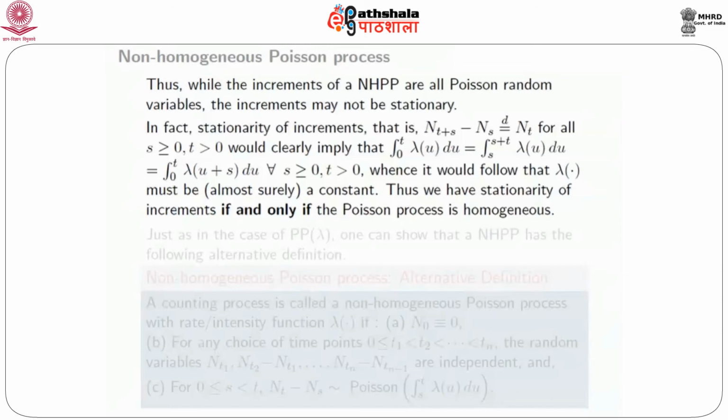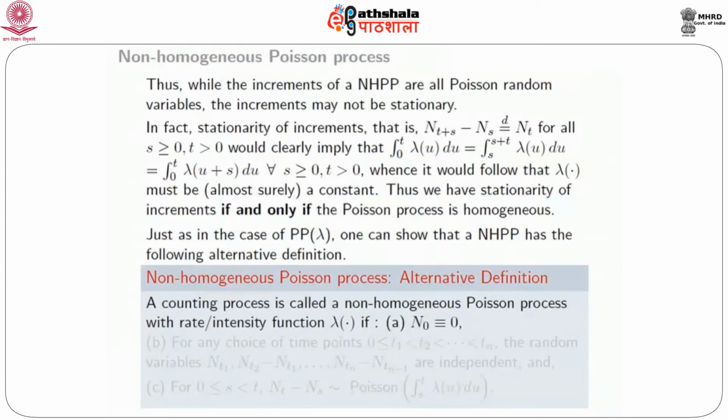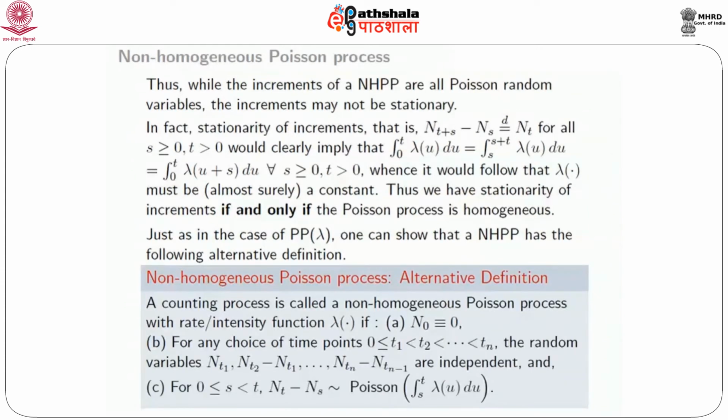Of course, if you compare the first integral with the last integral, it says that you have two different functions, lambda u and lambda u plus s, as functions of u, and their integrals from 0 to t agree for every t. So the two functions must agree, of course, almost everywhere. So the conclusion is that if you have stationarity, then it follows that lambda must be almost surely a constant. Thus, we have stationarity of increments if and only if the Poisson process is homogeneous.